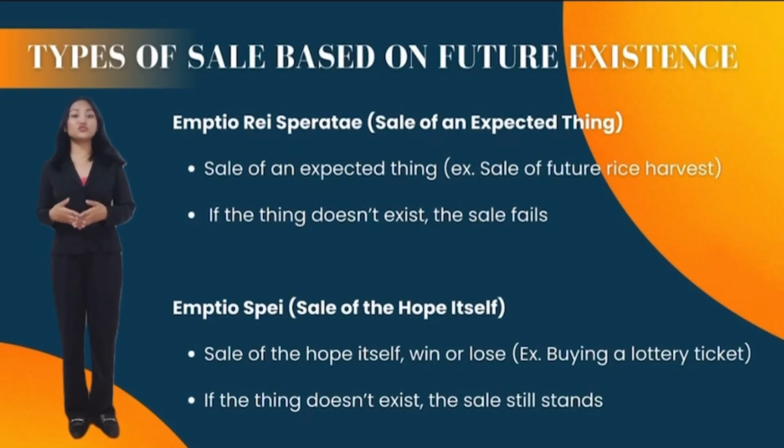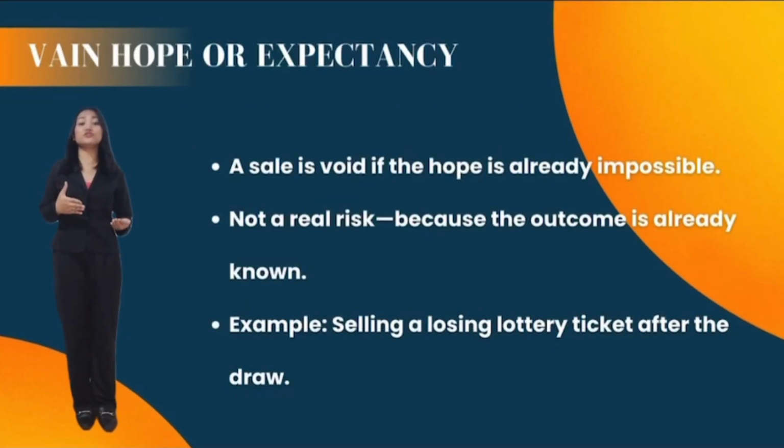By default, the law assumes you're entering into a sale of an expected thing, not just hope. The court will protect the buyer unless the contract clearly shows that the buyer agreed to take the risk. Now, if there's absolutely no chance that the thing will come into existence, the sale is void. This is called a vain hope or expectancy. A good example is trying to sell a lottery ticket that has already lost. There's no real chance left.